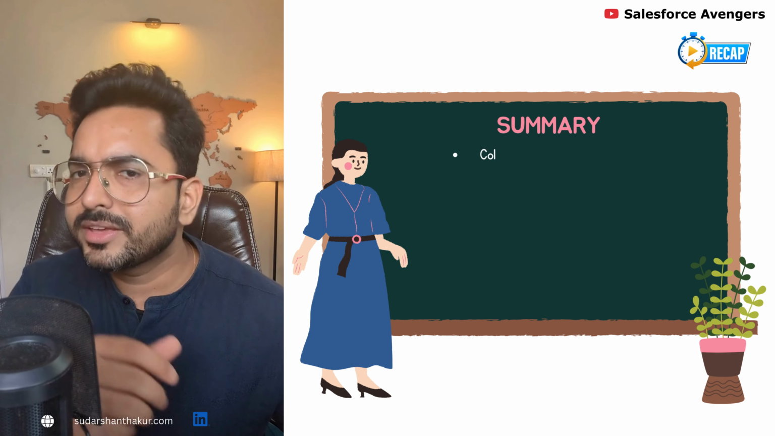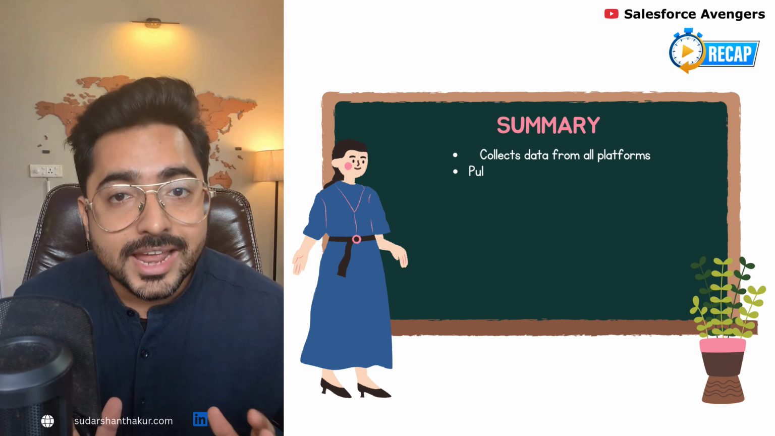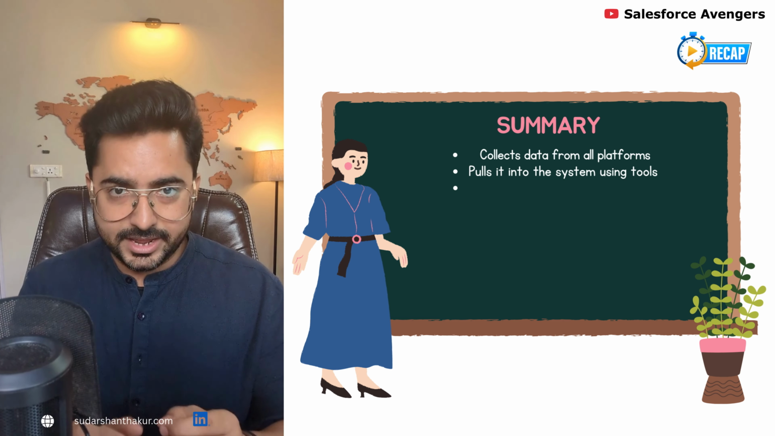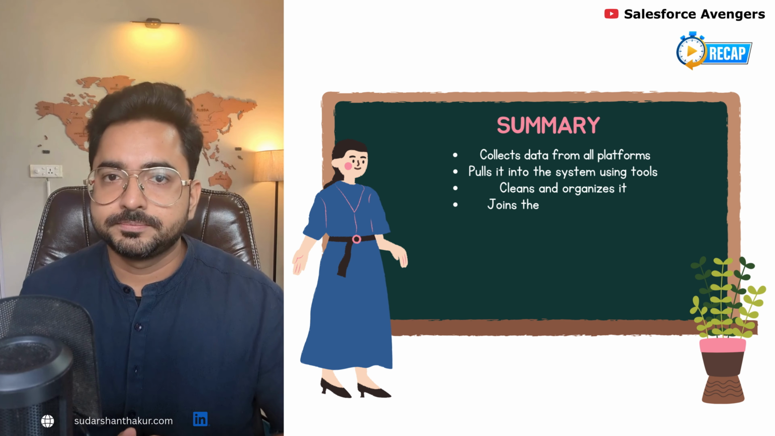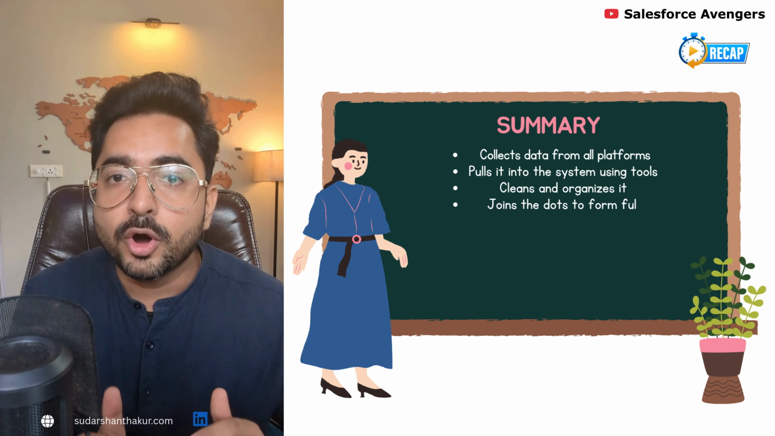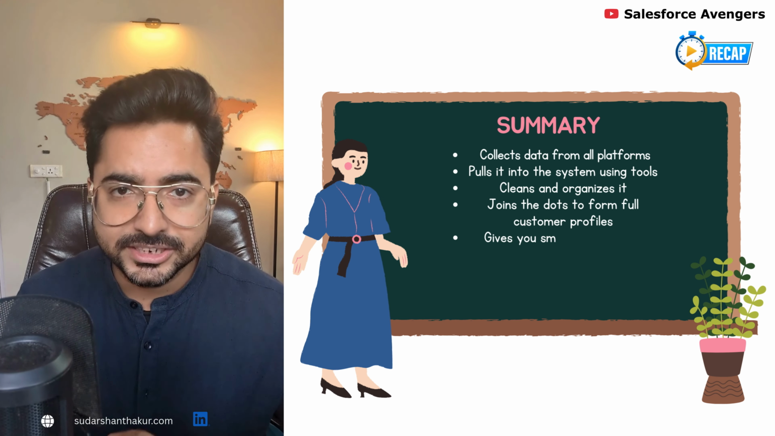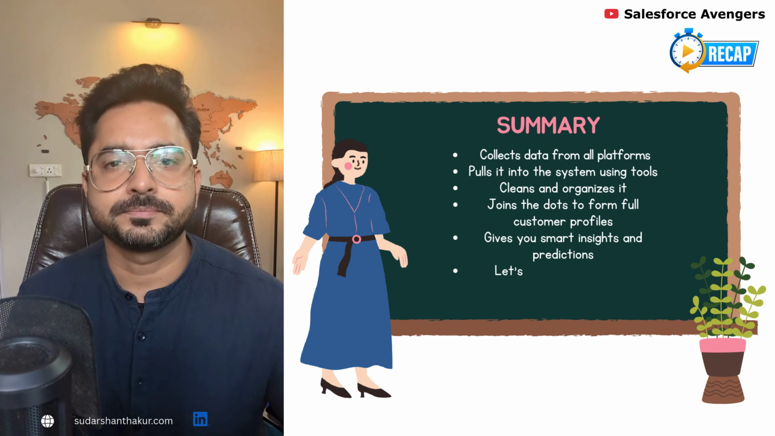Let's do a quick recap. Data Cloud works like this: collects data from all platforms, pulls it into the system using various tools, joins the dots to form a full customer profile, gives you smart insights and predictions, and lets you act on those automatically.